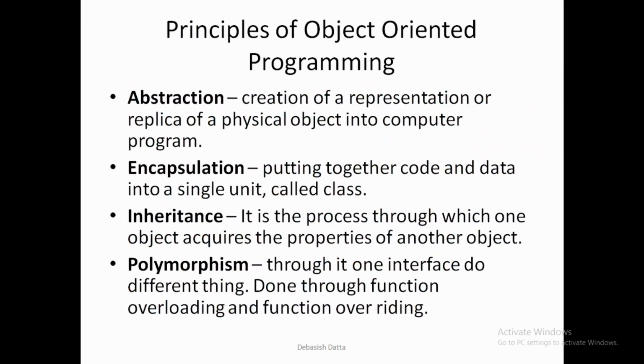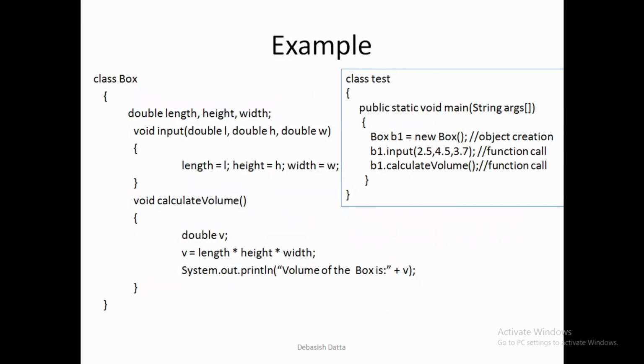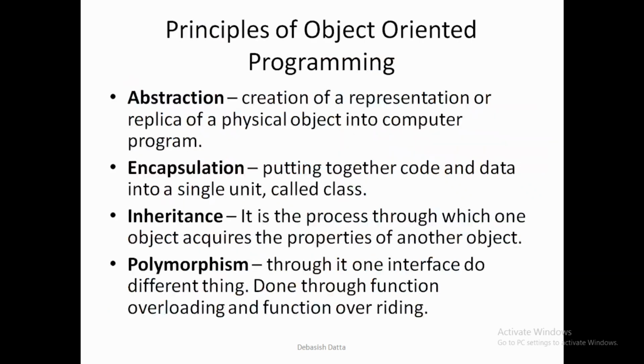And also abstraction, where we have created an object which represents or resembles the physical object in the program. This is how abstraction is achieved. So as a Java program consists of all these principles, it is said to be an object-oriented programming language.